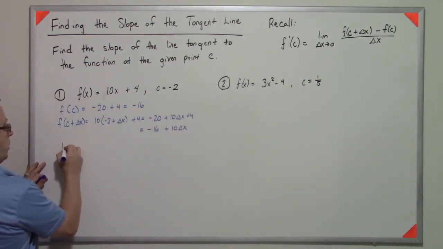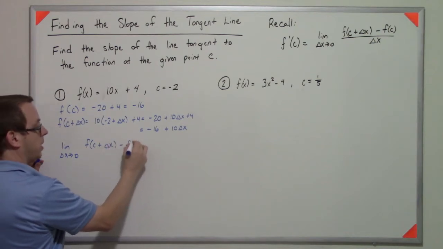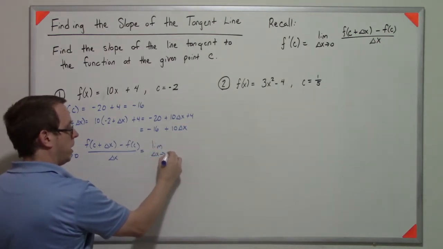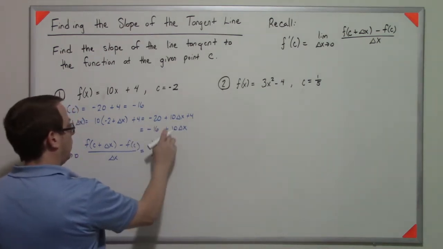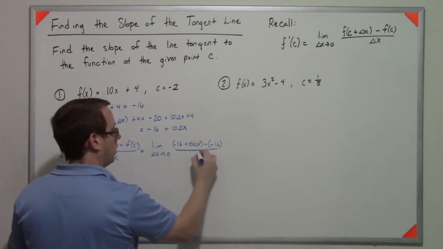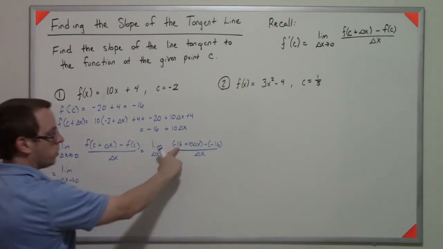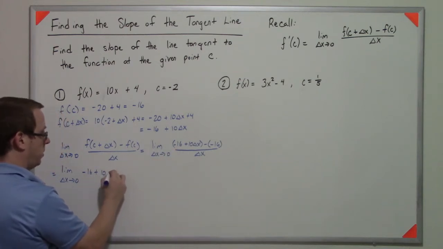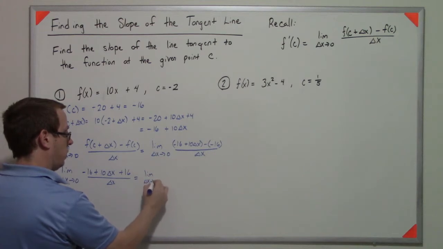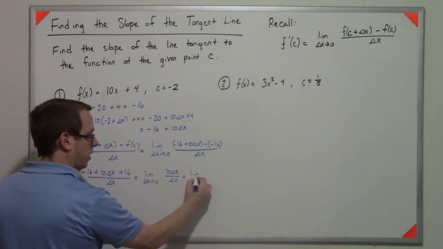So we take the limit as delta x approaches 0 of f of c plus delta x minus f of c over delta x, which is the limit as delta x approaches 0 of negative 16 plus 10 delta x minus negative 16, all over delta x, which equals the limit as delta x approaches 0 of negative 16 plus 10 delta x plus 16 over delta x, which is the limit as delta x approaches 0 of 10 delta x over delta x, which is the limit as delta x approaches 0.